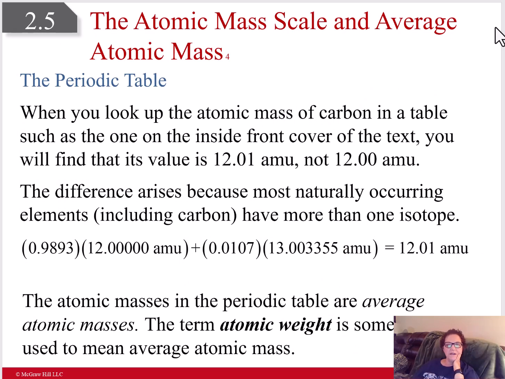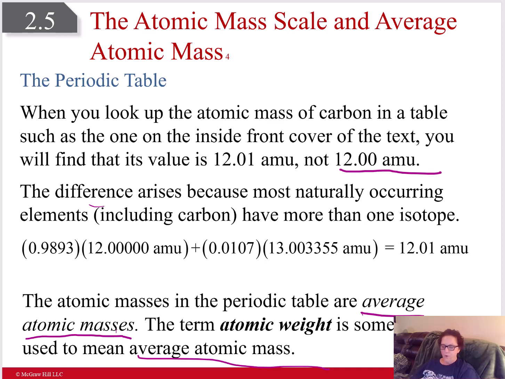So when you look up the atomic mass of carbon, we said it's 12.01 AMU, not 12 like we learned the number was set earlier. That's because there are naturally occurring isotopes of carbon, just like there are naturally occurring isotopes of other elements. The atomic masses in the periodic table have decimal places because it is the average atomic mass of those found occurring naturally, the ones that we see in nature. The term atomic weight is sometimes what we're referring to as the average atomic mass.